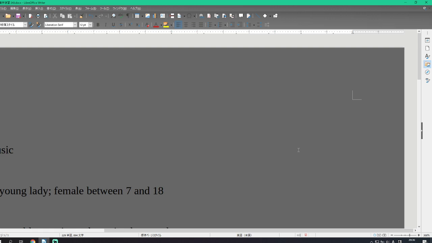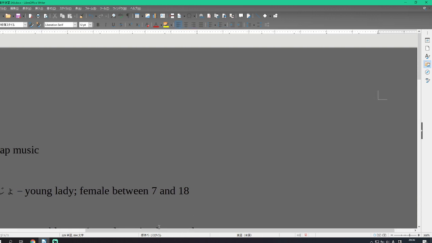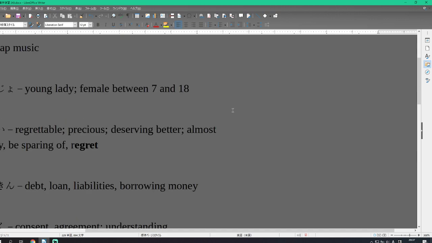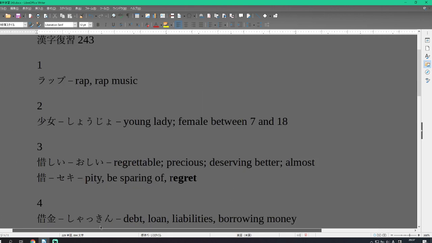Our first word of the day was rap music. Rap is rap music. Shoujo is a young lady or a female between 7 and 18. Oshi is regrettable, precious, deserving better, almost, with something in our heart from the past. A debt, loan, or liabilities is, yachin, no, shakkin, that's right. Or to borrow or rent, and keen. A shop rented money. Double check that. Yeah, shop keen.